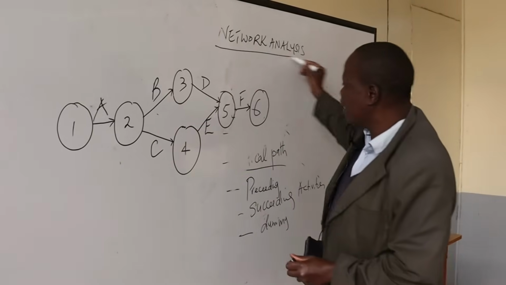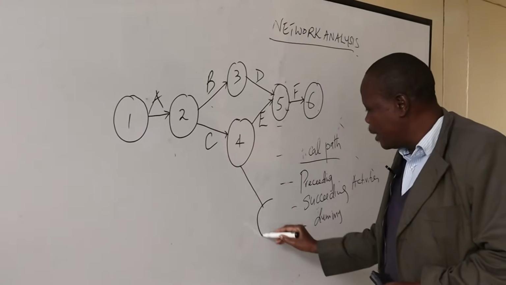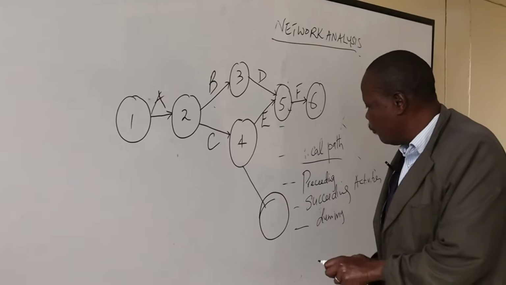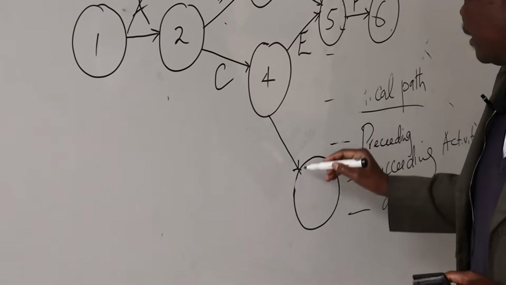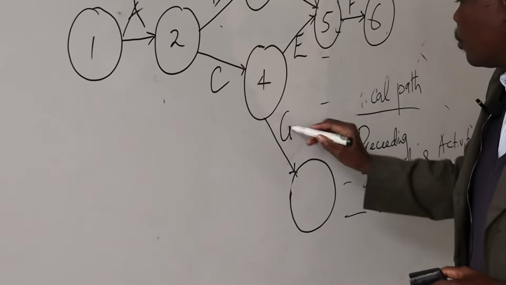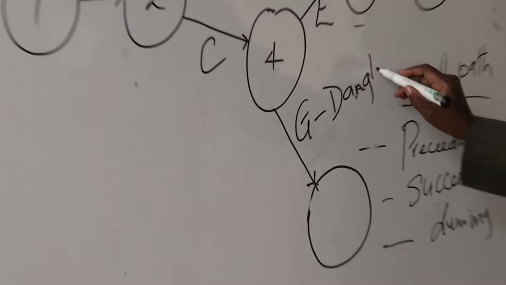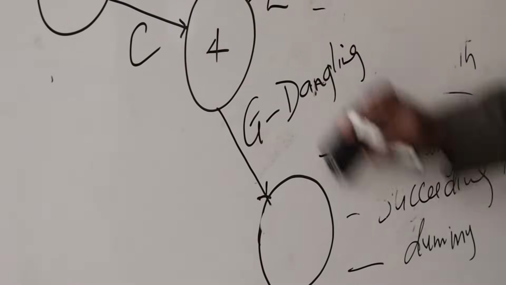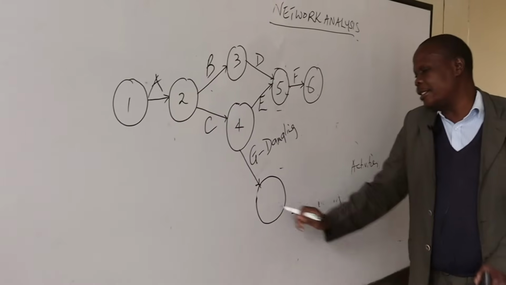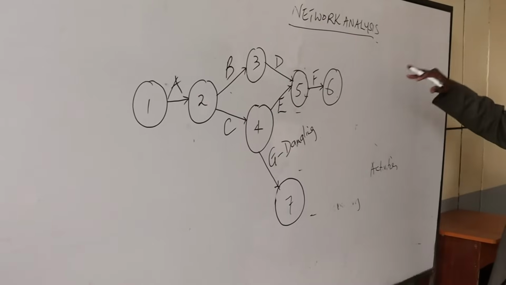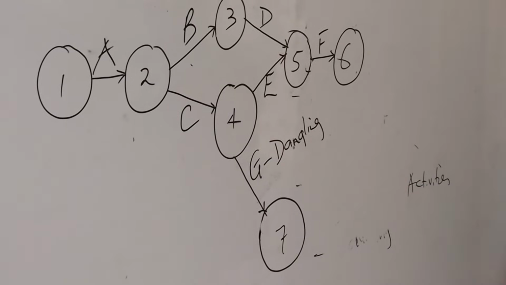So when you draw a network like this, then you draw another activity going in another direction, different from the flow of the activities. This is a dangling activity, and let us just name it G. So G is a dangling activity. So when you draw a network like this one, with this one hanging, let us say this is 7, then the whole network is invalid because this G is moving in a different direction.